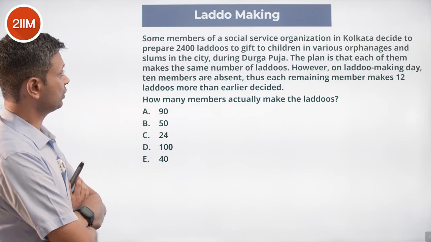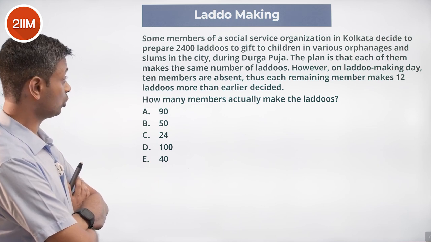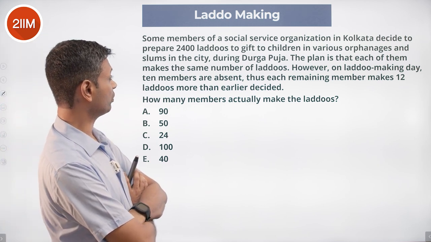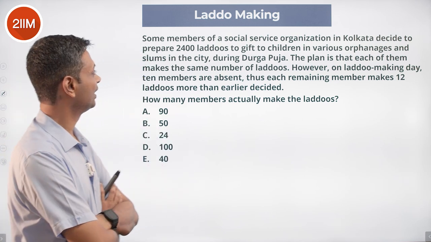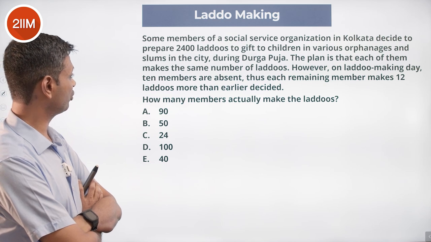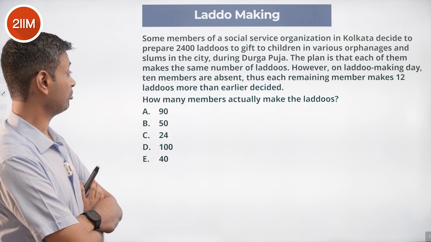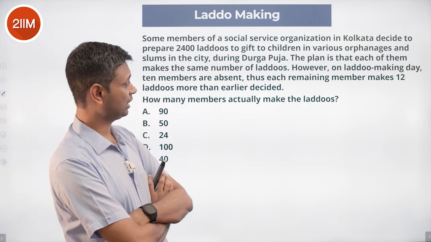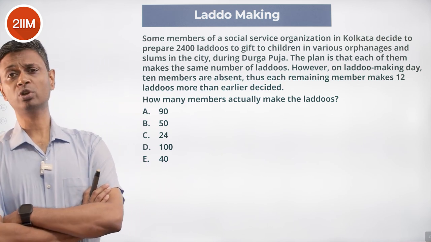Some members of a social service organization in Kolkata decided to prepare 2,400 laddus to give to children in various orphanages and slums in the city during Durga Puja. Nice initiative. Right? The plan is that each of them makes the same number of laddus. However, on laddu making day, 10 members are absent. Thus, each remaining member has to make 12 laddus more than earlier decided.